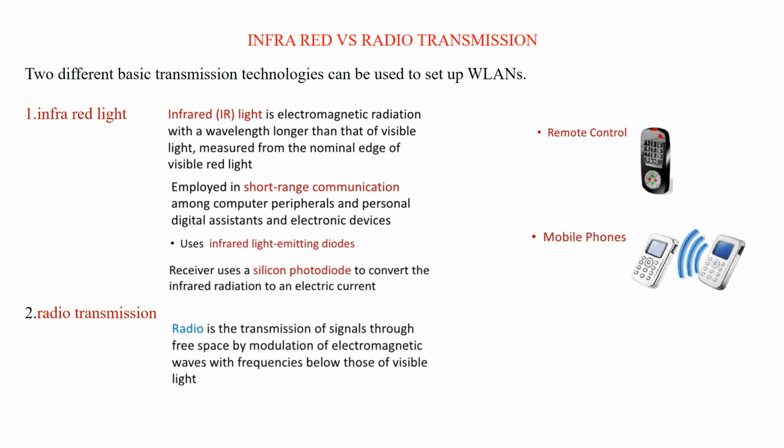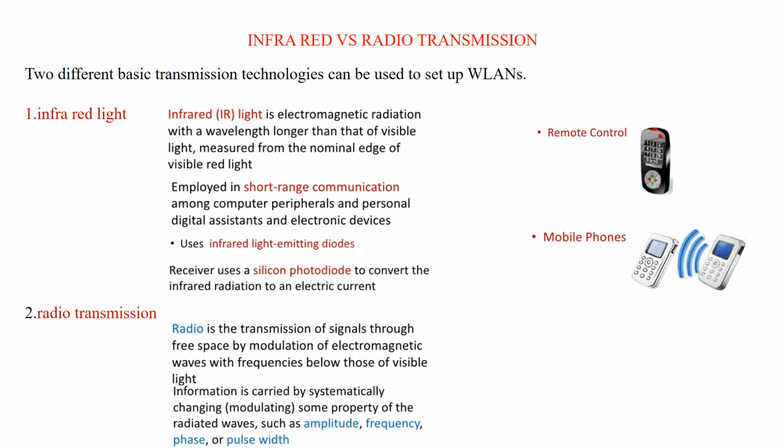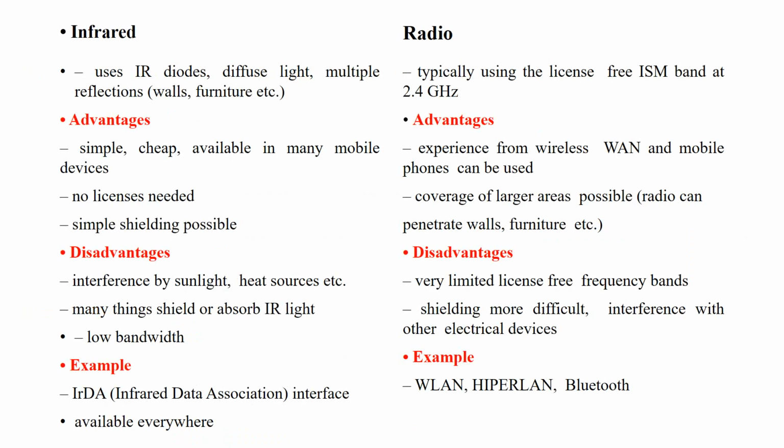Radio is a transmission of signals through free space by modulation of electromagnetic waves with frequencies below those of visible light. Information is carried by systematically changing some property of the radiated waves. For example, you change the characteristics of the carrier signal: either the amplitude, frequency, or phase. If you change the amplitude, we call it amplitude modulation. If you change the frequency, it is frequency modulation. If you change the phase, it is phase modulation. And the real-time examples of radio transmission are FM channels and walkie-talkies.